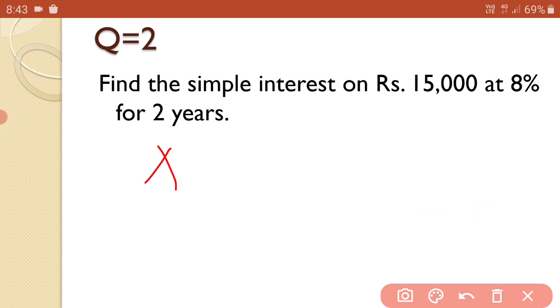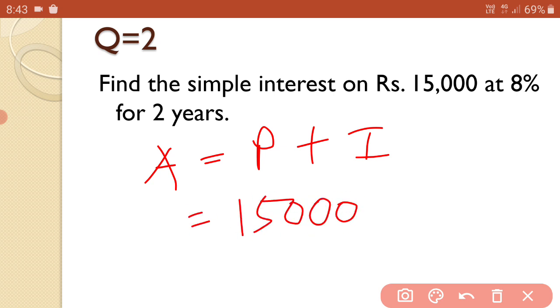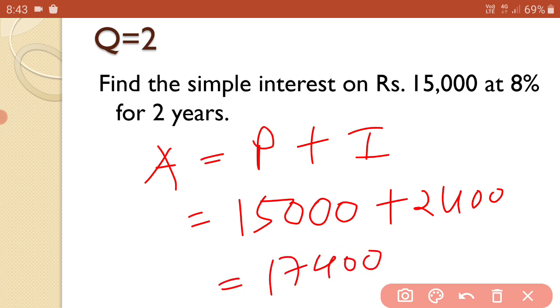If we find A, P plus I, 15,000 plus 2400, that is 17,400. 17,400 is your final answer.